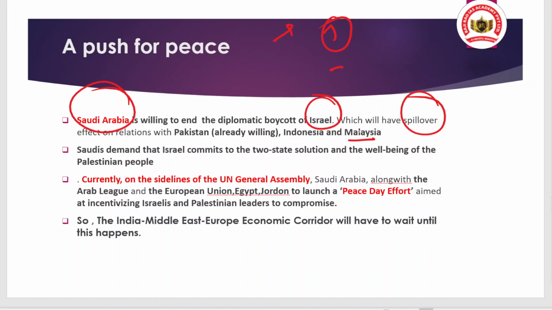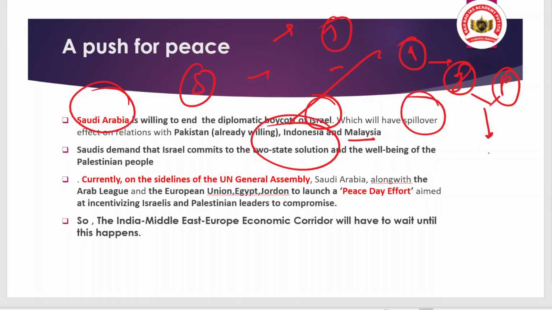But here Saudi Arabia has a demand that Israel should commit to the two-nation solution and the well-being of the Palestinian people, because Saudi Arabia tries to ensure that the well-being of the Palestinians is ensured. And remember, the two-state concept is also related to the Israel and Palestinian issue, and this was a question in the UPSC prelims. The question was: the two-state solution, sometimes referred to in the news, is related to which country? So that is related to Israel.